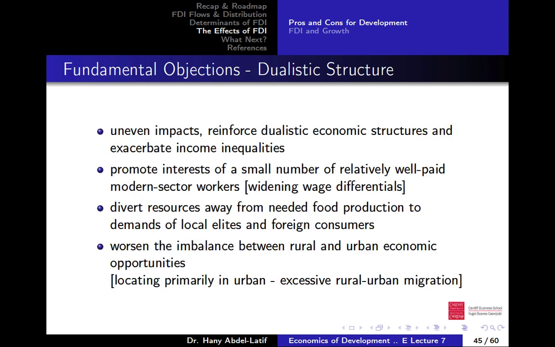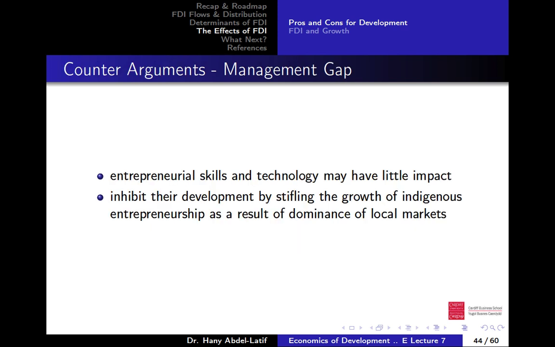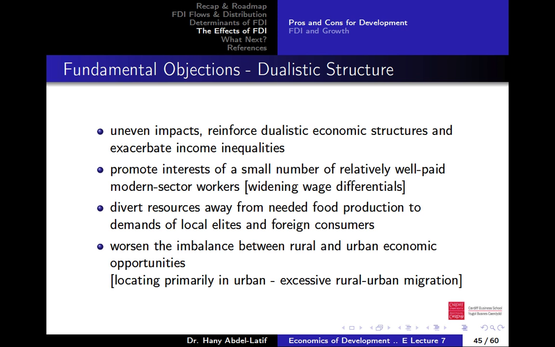More fundamental objections. The objections that I mentioned so far are just counter arguments to what I mentioned earlier about how FDI benefits development, but there are more objections related to FDI, one of which is the form of dualistic structure that it creates. It basically promotes the interest of a small number of workers who are well paid, because they work in those foreign companies, compared to the majority who are not. And this sort of inequality or dualism creates two different sections in the economy. It's also said that it diverts resources away from what we need to produce, in most cases food or basic products, to products that are needed or demanded only by elites. Okay.